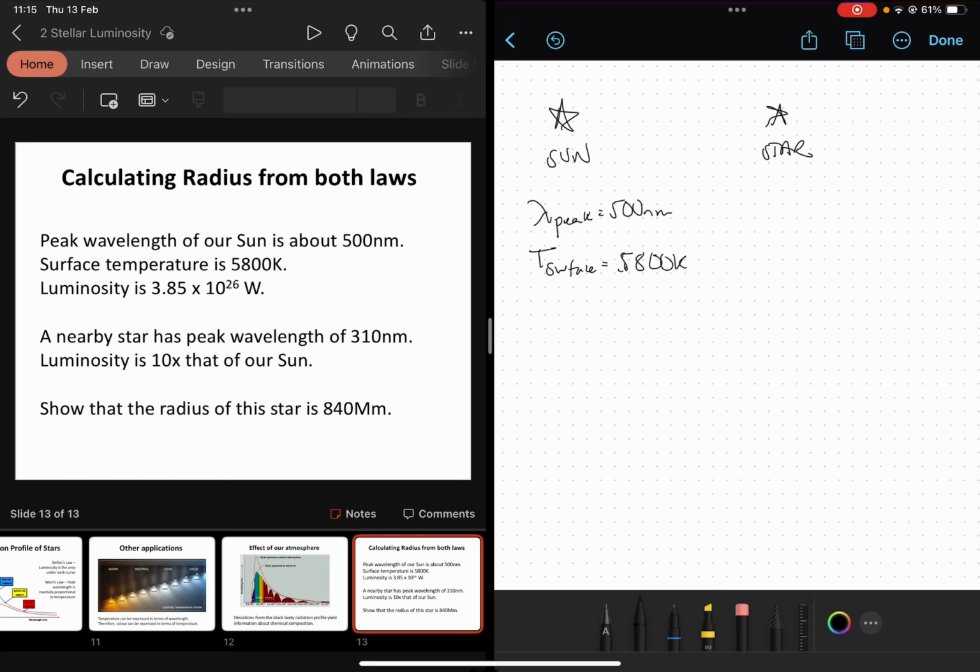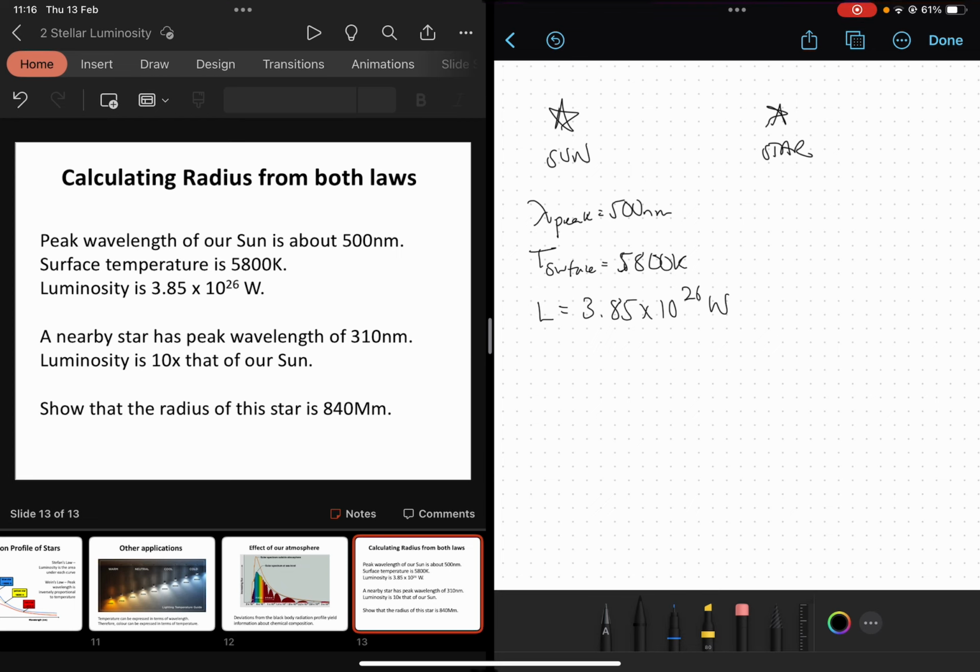Now, at this point, you might reasonably think, well, I could have worked out the surface temperature from the peak wavelength using Wein's law. But that requires you to know the constant, that 2.9 times 10 to the minus 3. And that isn't something that you're expected to know. So examiners have provided us with the surface temperature. And we've got a luminosity of 3.85 times 10 to the 26 watts.